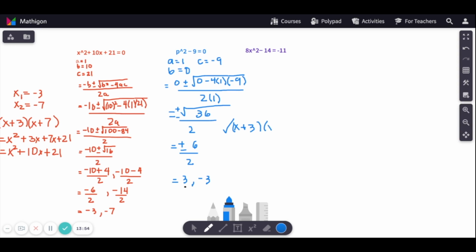Equate nyo lang po to sa 0. This is positive 3. X is equal to positive 3. Lipat mo sa kabila, it will become x minus 3. Then the other one will become plus 3.